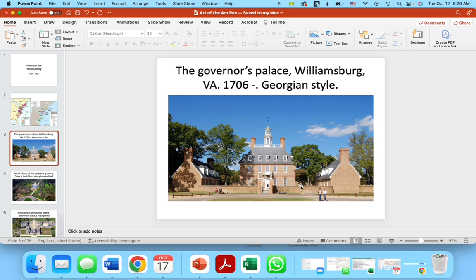Here we are down in Williamsburg, Virginia. Remember, Virginia was the largest colony in terms of people, and this is the Royal Governor's Palace, built in that Georgian style of architecture named after King George. And that style of architecture featured brick, and everything was symmetrical. And this was basically the largest building in the 13 colonies for a long time.